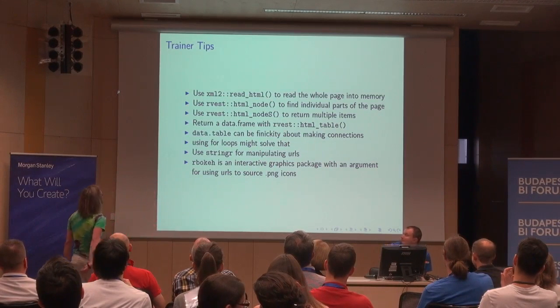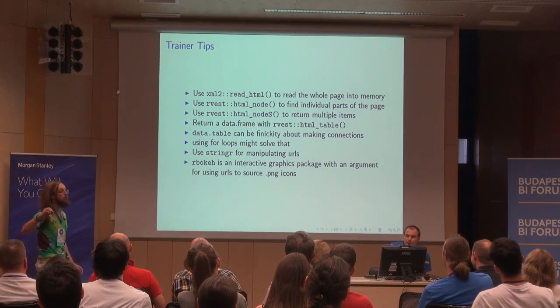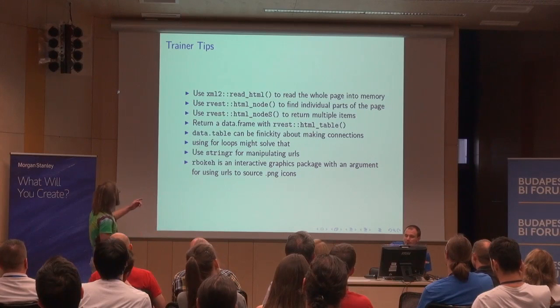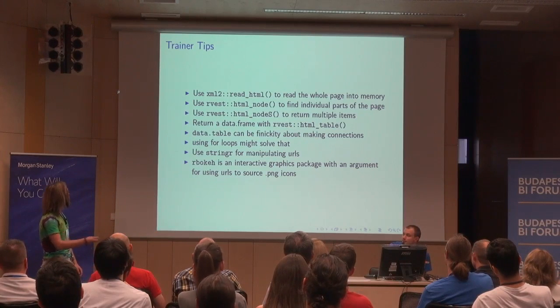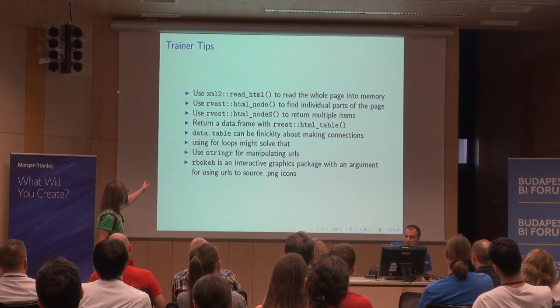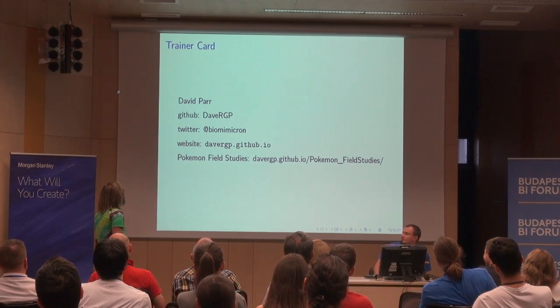Final thing, takeaways. Use xml2 to read a whole page. Use html_node and html_nodes to return singular and multiple objects from your page. Use rvest and html_table to pull data tables out. Data table and rvest I couldn't make work, but that's probably my problem. Use stringr to manipulate URLs, and if you want to see more of me being just a huge fanboy, I'm going to be doing this a lot more.